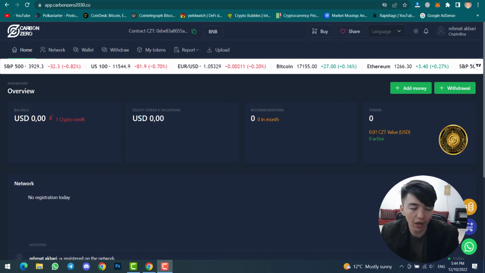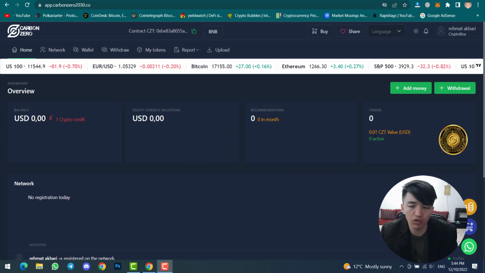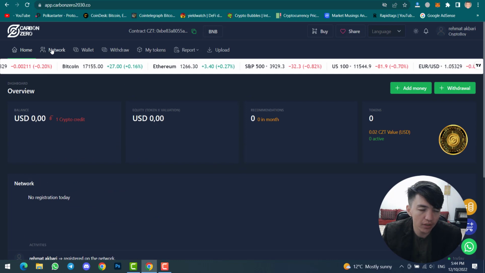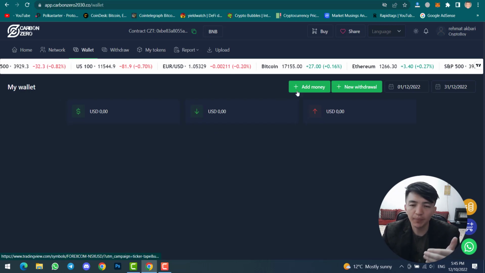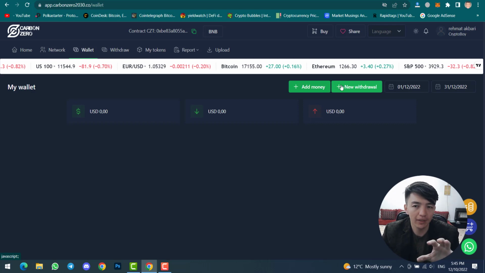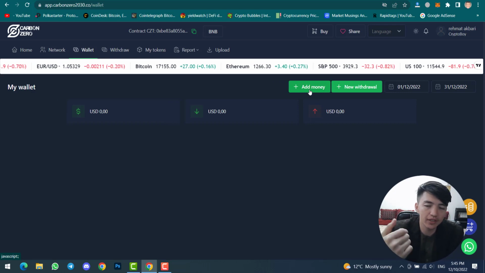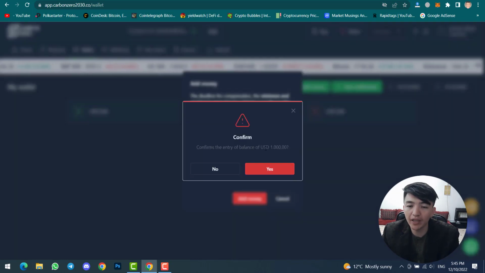For now, I don't have any token here, but I have CZ token inside my MetaMask wallet, about 20,000. Then in here, you can see all the activities, like those who are joining this application. If we check the networks, for now there is no network in here. If you click on your wallet, in here you can add money. How? Simply click on add money, or you can withdraw your money. To add money, to transfer money to this application, or to this wallet, you need to use your Coinbase. If I show you in here, for example, I want to transfer about 1000. Now, click on add money, confirm the entry of balance of $1,000.